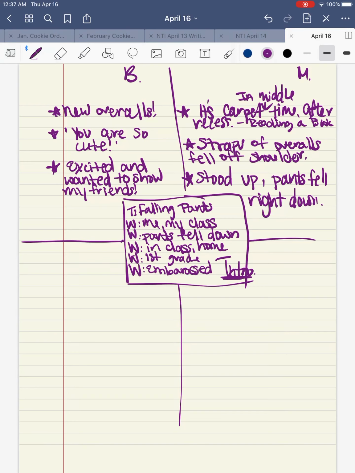Okay, now I'm getting to the end. Okay, so this is where I'm going to use some sensory details. All right, so it's first grade, you guys. It's a bunch of 6-year-olds. So, of course, everyone starts laughing.